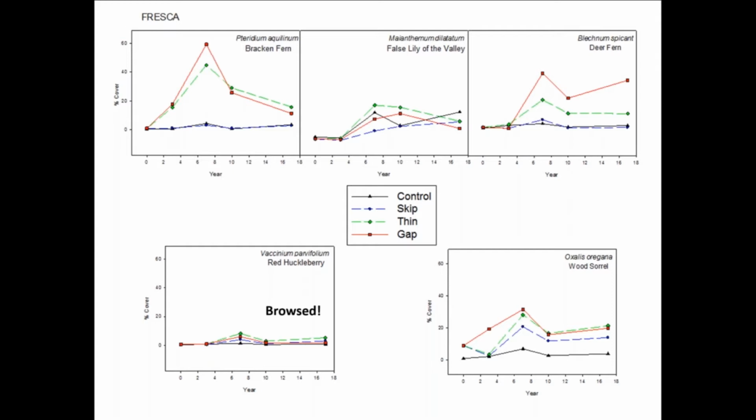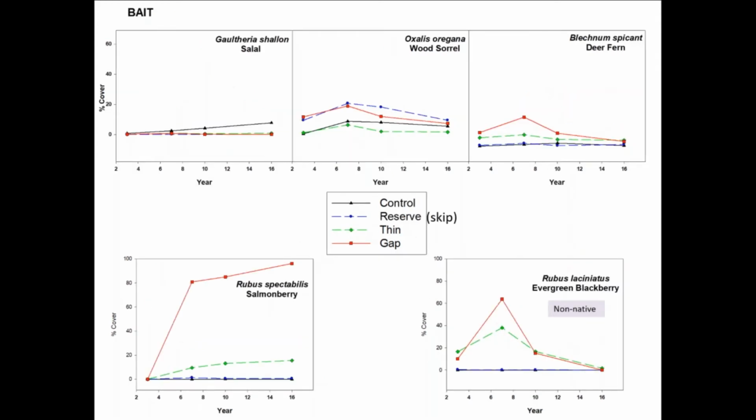But it did depend on which species you were looking at. And for red huckleberry and for several of the shrubs, there was very little increase over time. And you may say, well, I would expect the thinning to have done more. But many of these species were heavily browsed, and so we can't really see a difference in the cover of those species.